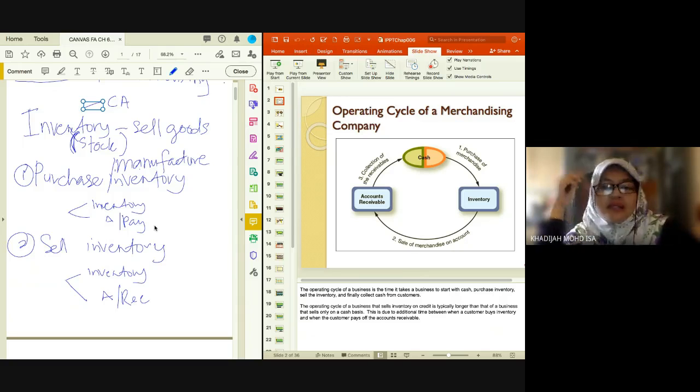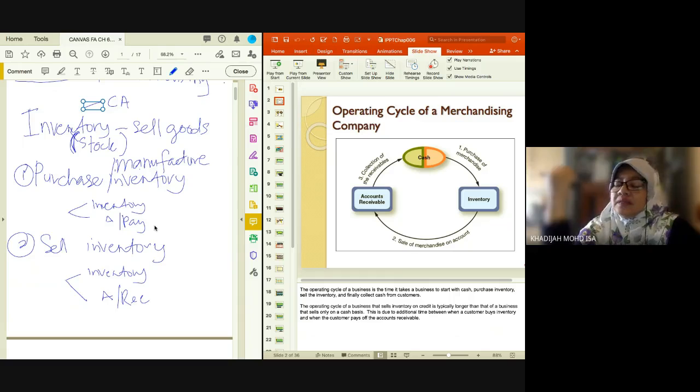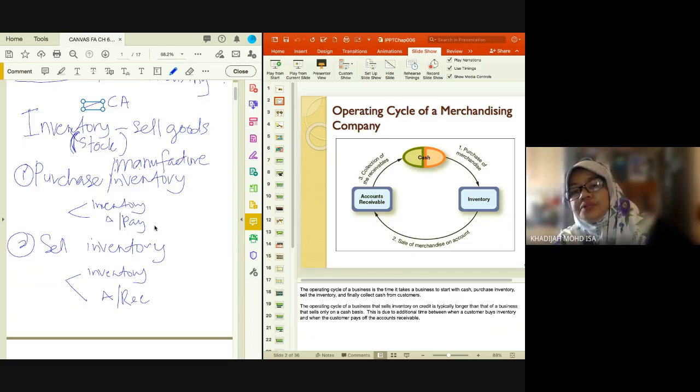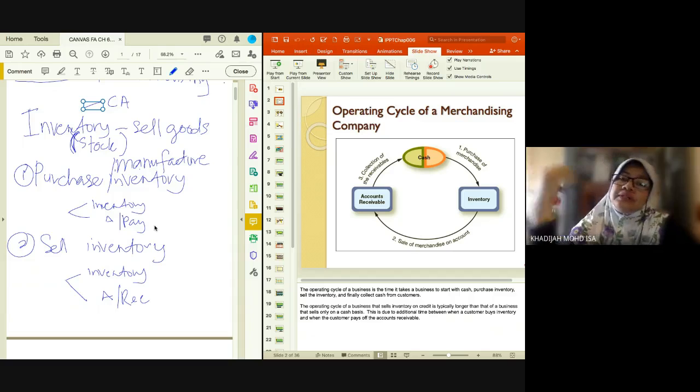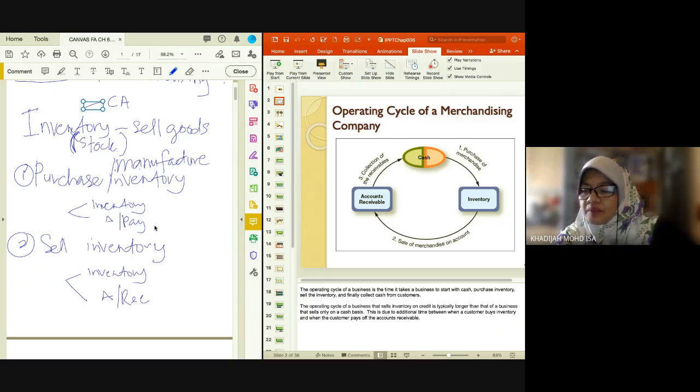So the customer receives the goods and later pays you. Then only later do you receive your cash. So that would be the cycle: from having cash, or maybe you don't have cash, you get the inventory from your supplier, and then you sell the inventory to your accounts receivable. So that's the cycle of a merchandising company.